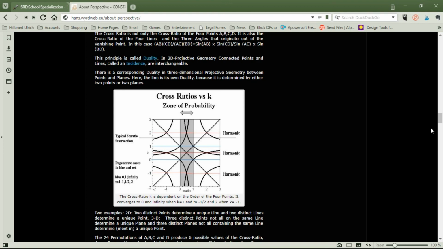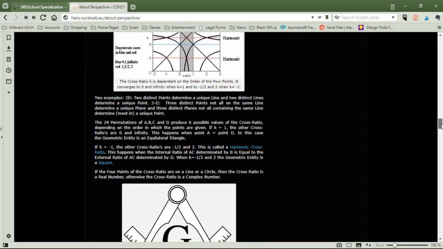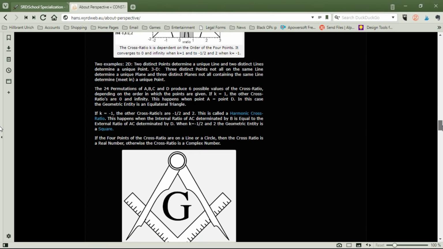These are what's called cross ratios. This is the proof of this. So I'm just reading the summary of the proof. I can't remember what you call it. Just reading the end of the proof for you.